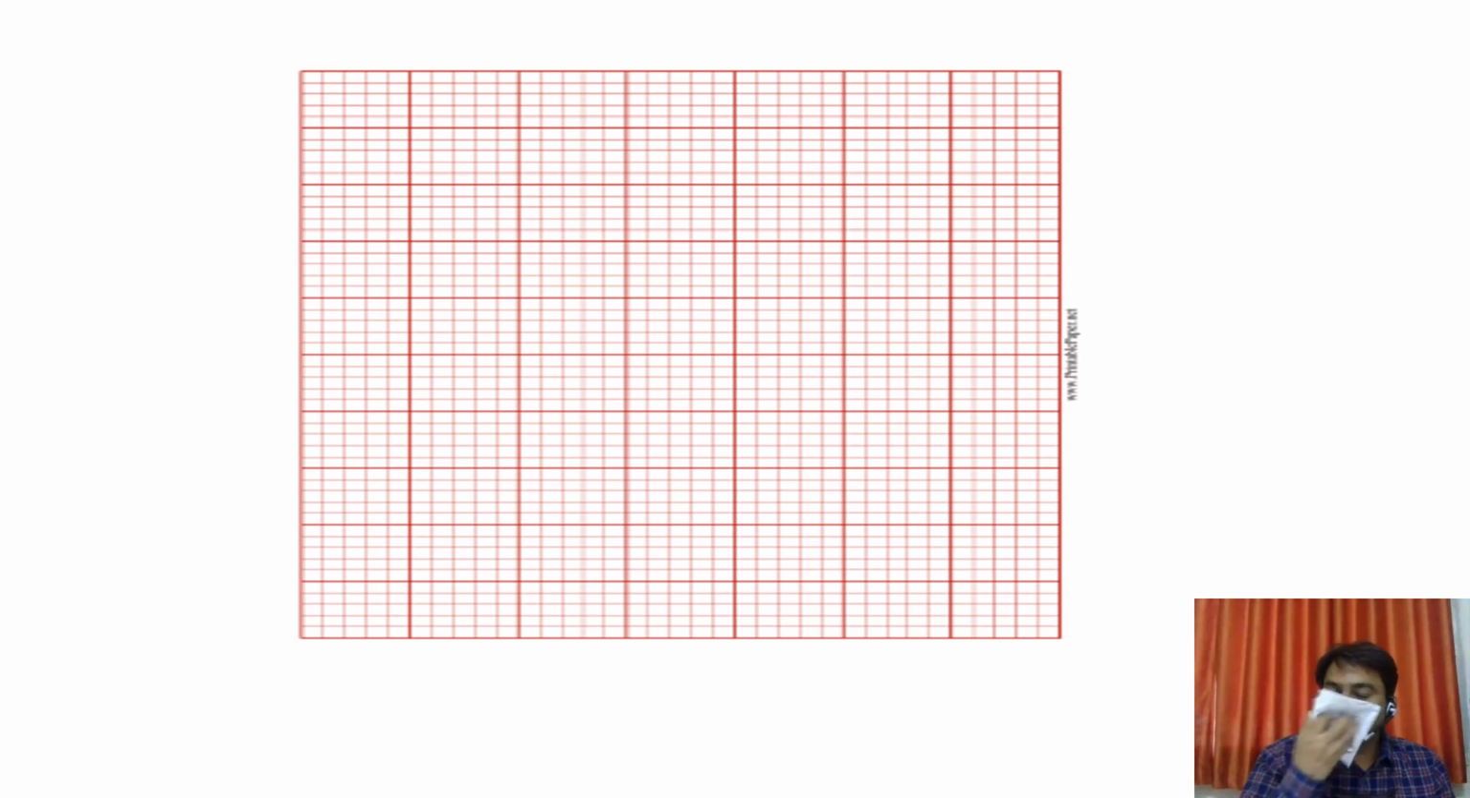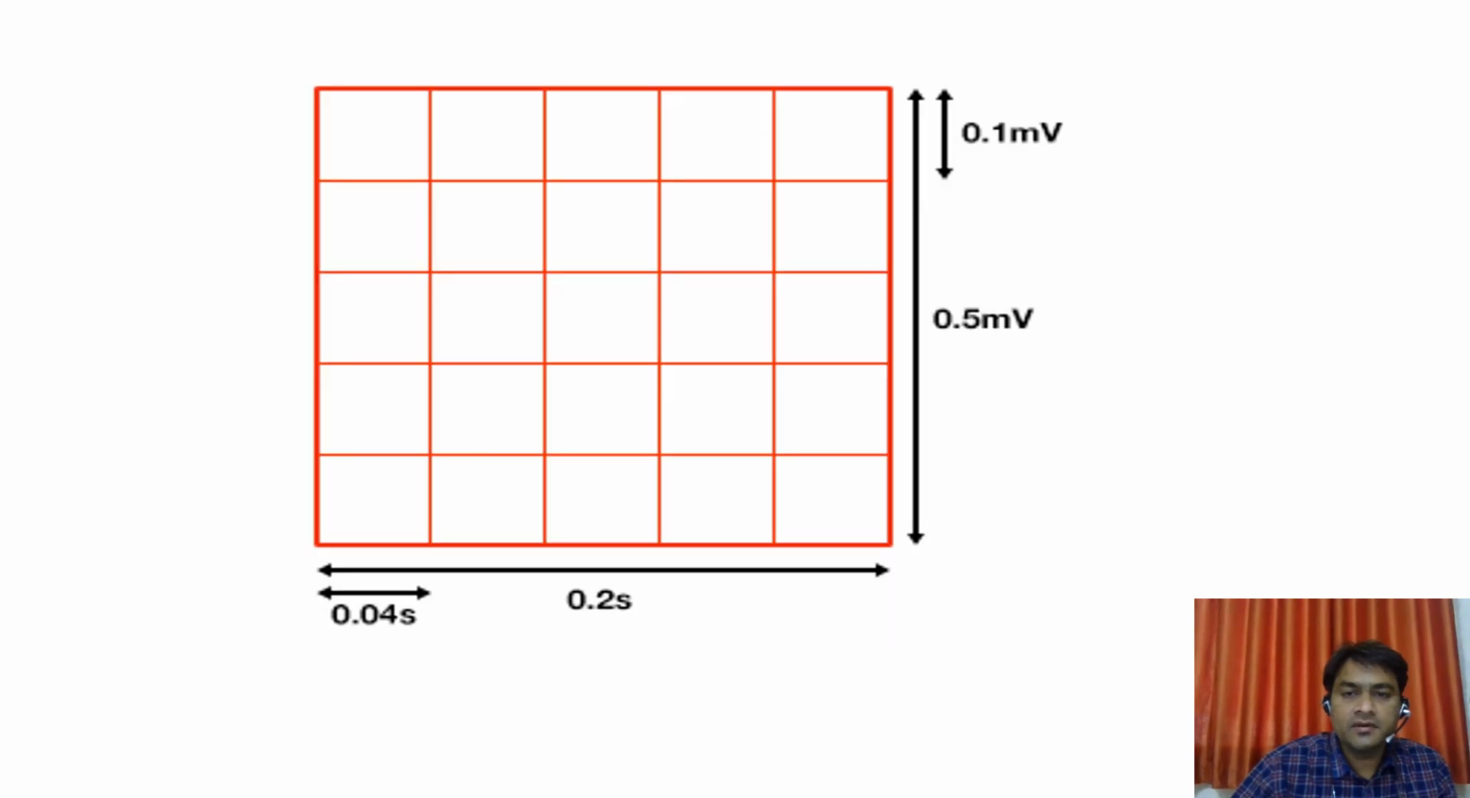You see this is the paper on which the ECG is recorded. Every smallest square is 1 millimeter in size, and every fifth square is marked with a bold line. This is a wax coated paper.